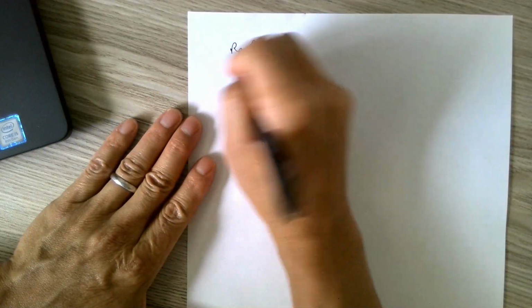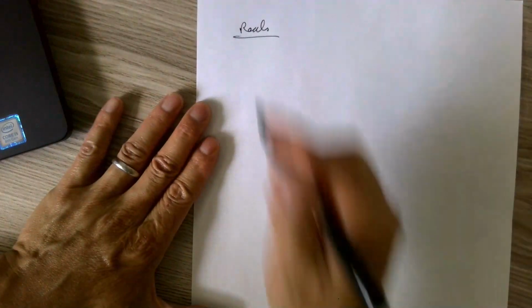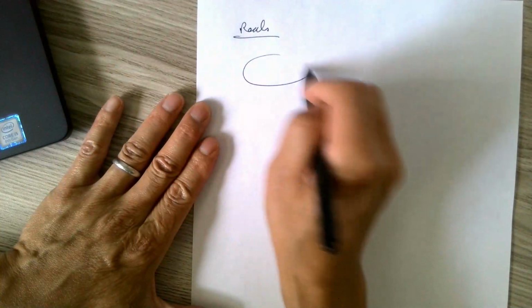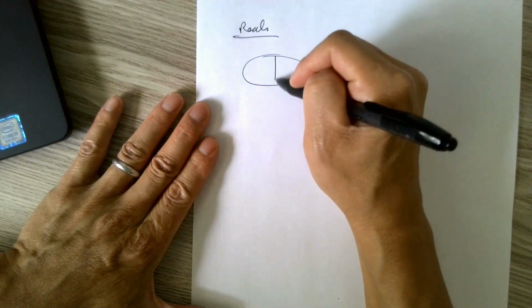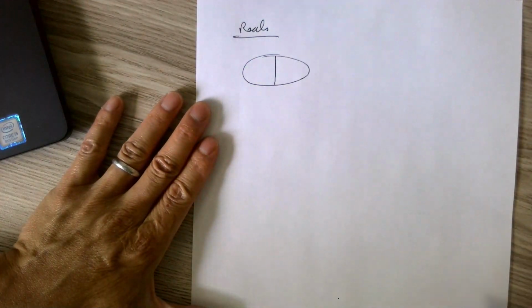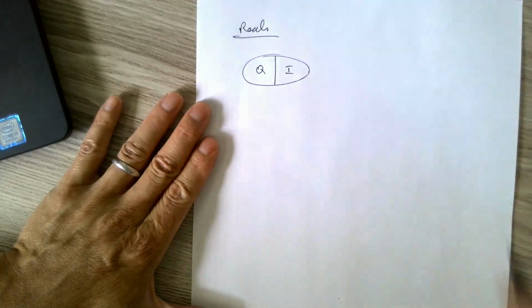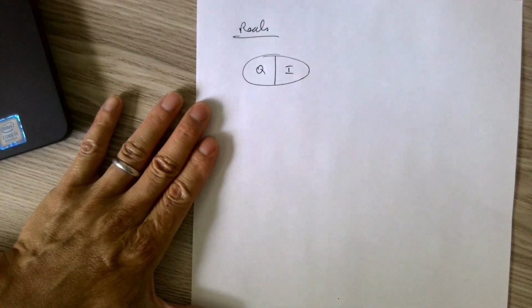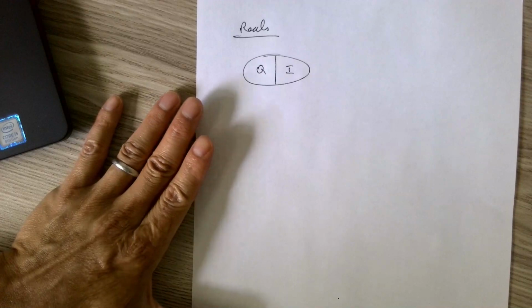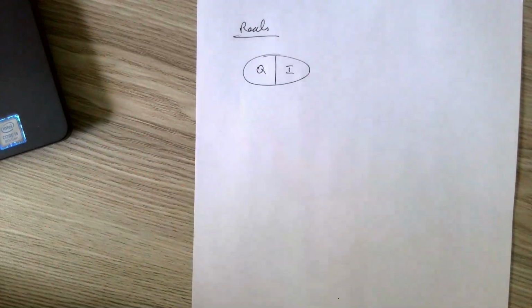What about reals? Well, real numbers is basically just all the rationals and irrationals put together. That's what the reals are. You're either rational or irrational if you're a real number.